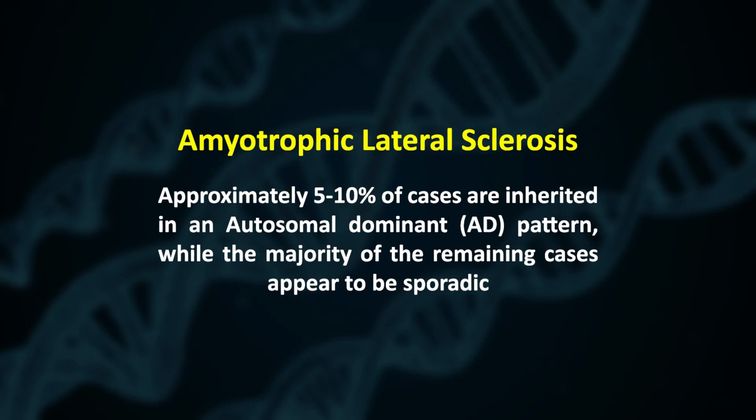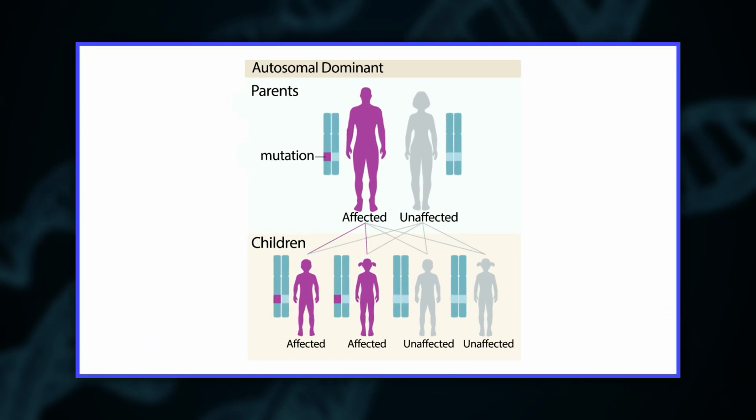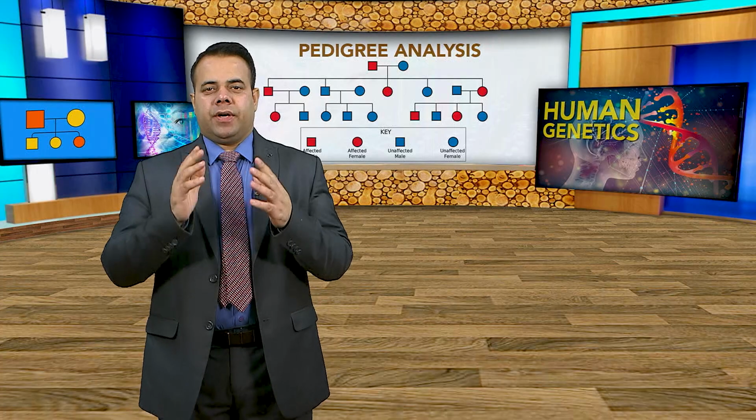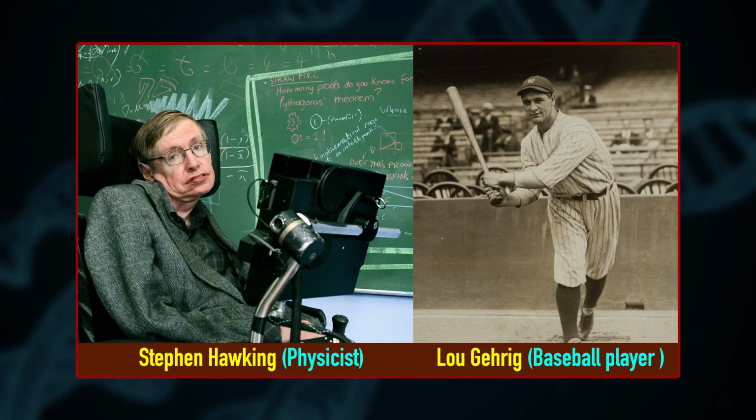Approximately 5 to 10% of cases are inherited in an autosomal dominant pattern of inheritance, while the majority of the remaining cases appear to be sporadic. In other words, not caused by a mutation inherited from a parent. Different genes or proteins are affected in the inherited and sporadic forms of ALS. The physicist Stephen Hawking and baseball player Lou Gehrig both suffered from sporadic ALS.